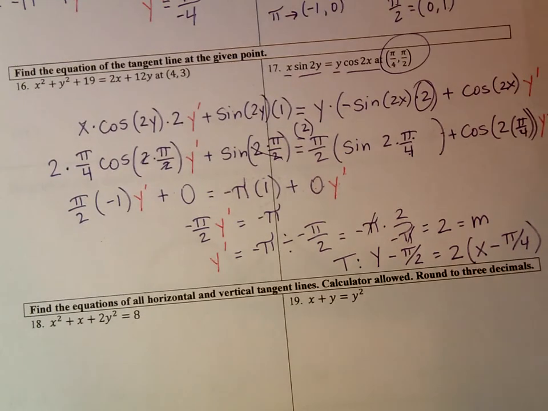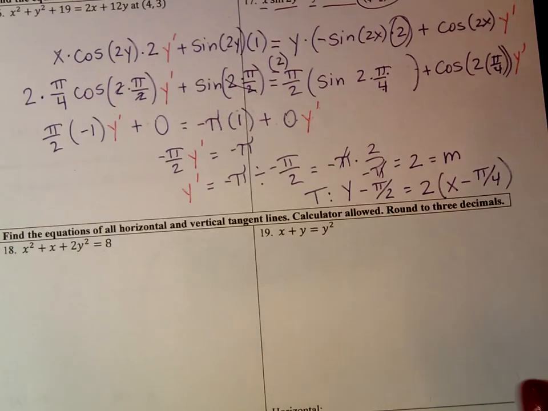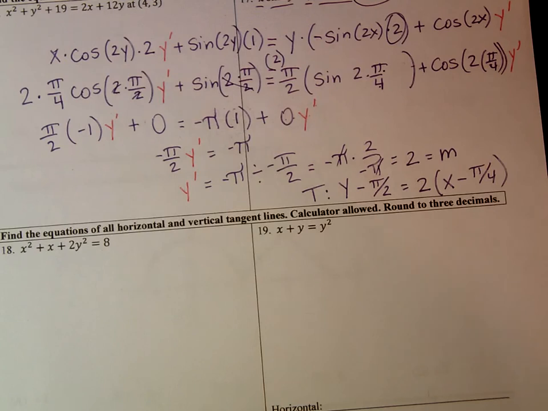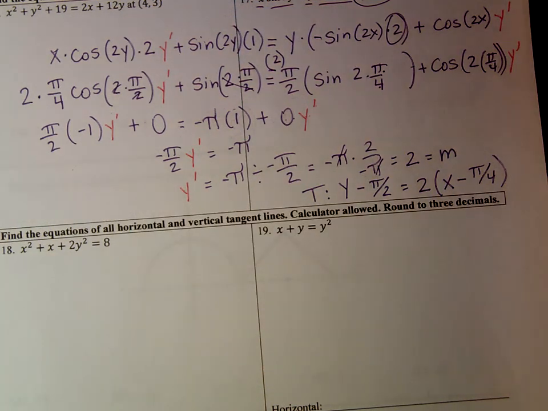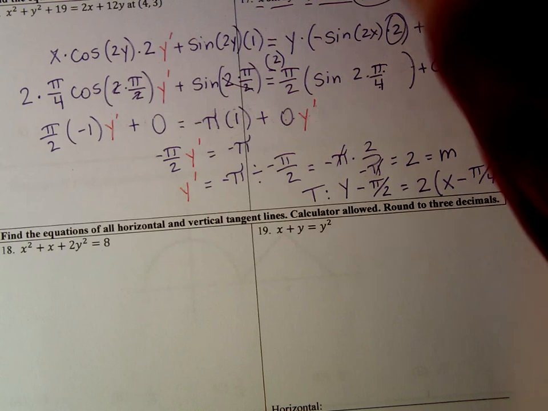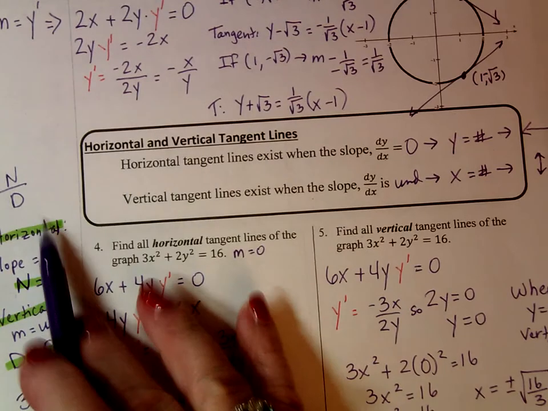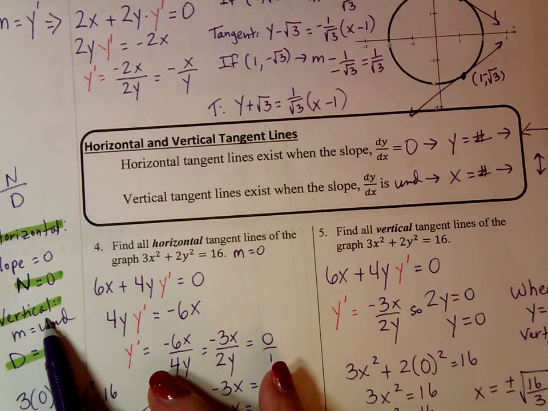18, find the equation of the horizontal and vertical lines. Oh, horizontal, vertical. Let's go for figuring out what the derivative is first, because remember from our notes in the margin, if it's horizontal, I set the numerator equal to 0. If it's vertical, I set the denominator equal to 0. But I just need to get to that derivative first.